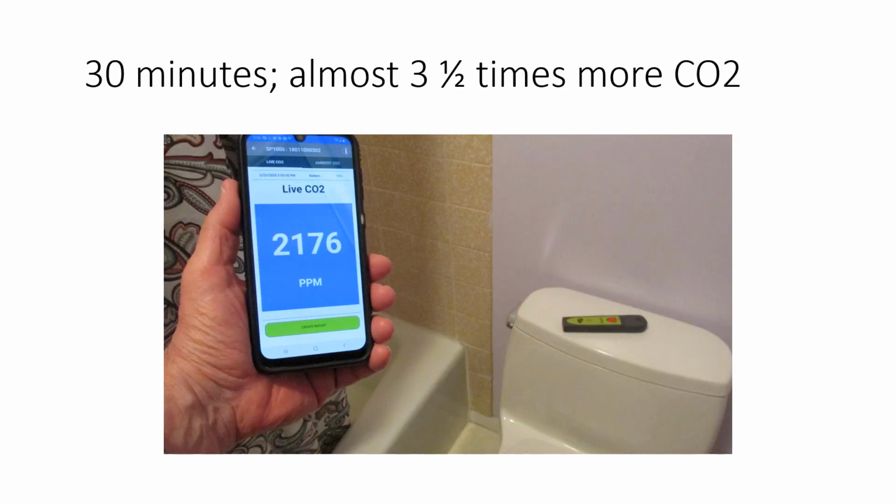And we'll skip past all the other measurements and just jump right up to 30 minutes. It's 2,176 parts per million of CO2. And what did we start at? About 364 parts per million of CO2. Now that's my expired breath in this room.